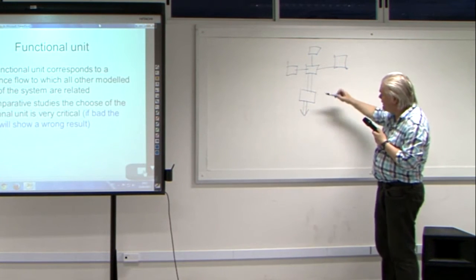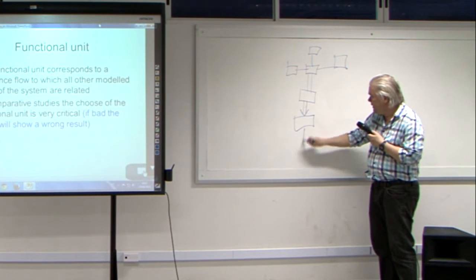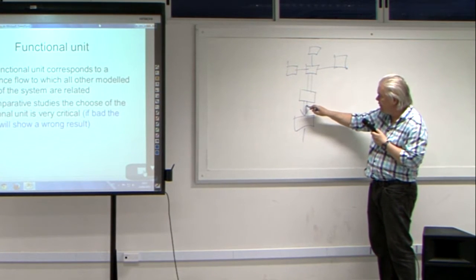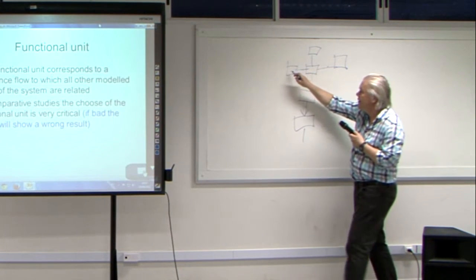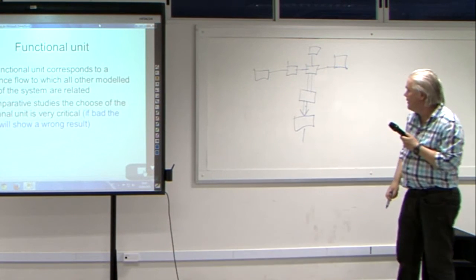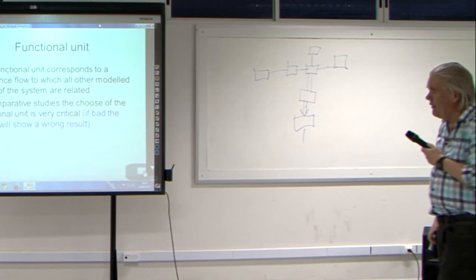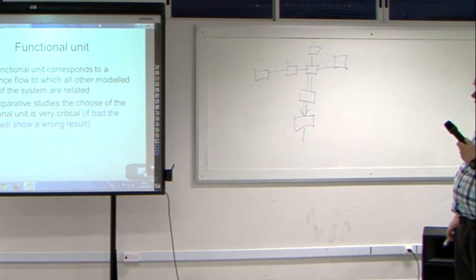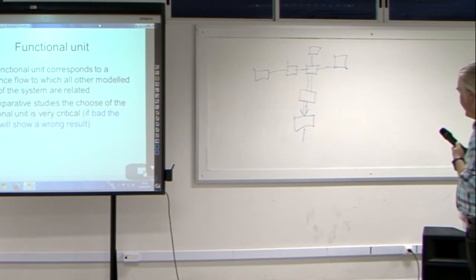So I relate all types of emissions to this reference flow. I have to recalculate this, etc. Therefore, I have to decide which flow has to be the reference flow, and as I also mentioned last time, in comparative studies, the choice of the functional unit is very critical.